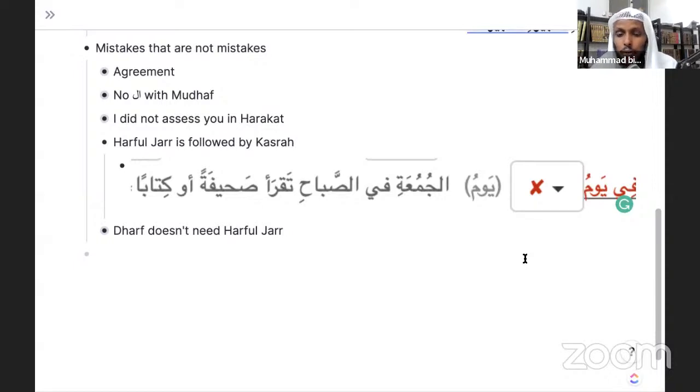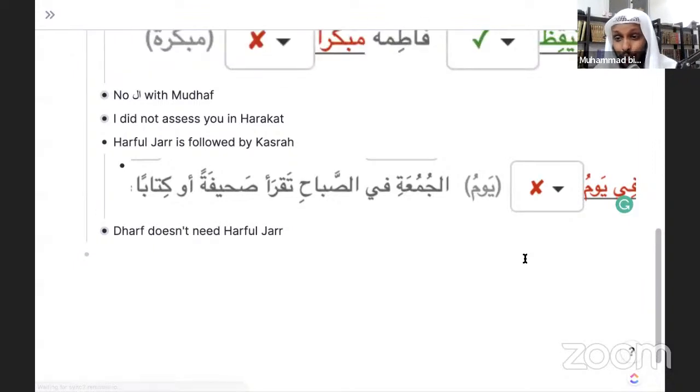Or I can say on Friday, or on Friday morning, on Friday I can add the particle, the harf al-jar. I can do that. But if I don't, it's still correct in English and Arabic. But no problem. You wanted to write fi. No problem. But you have to add a kasrah on the yawm now. You have to say fi yawmi. You can't say fi yawmu.